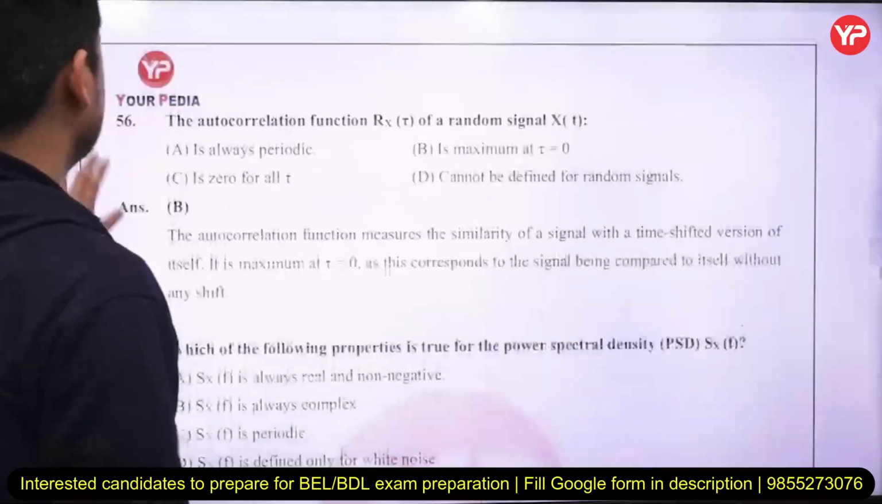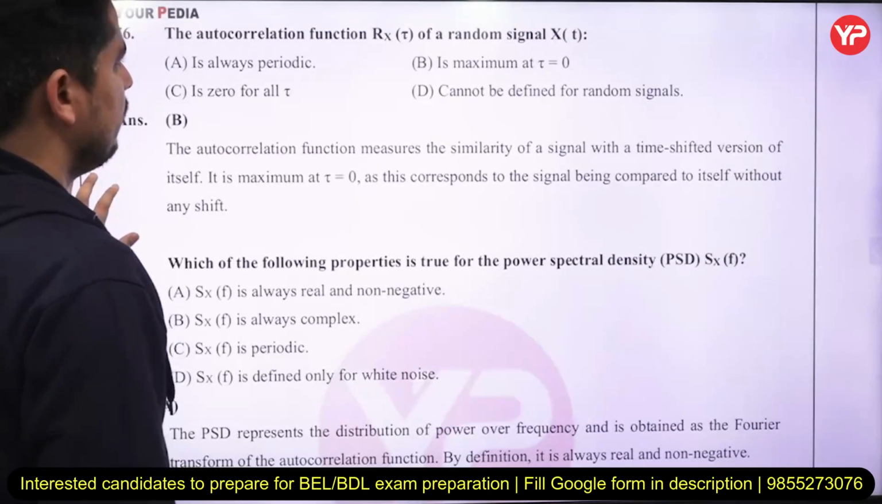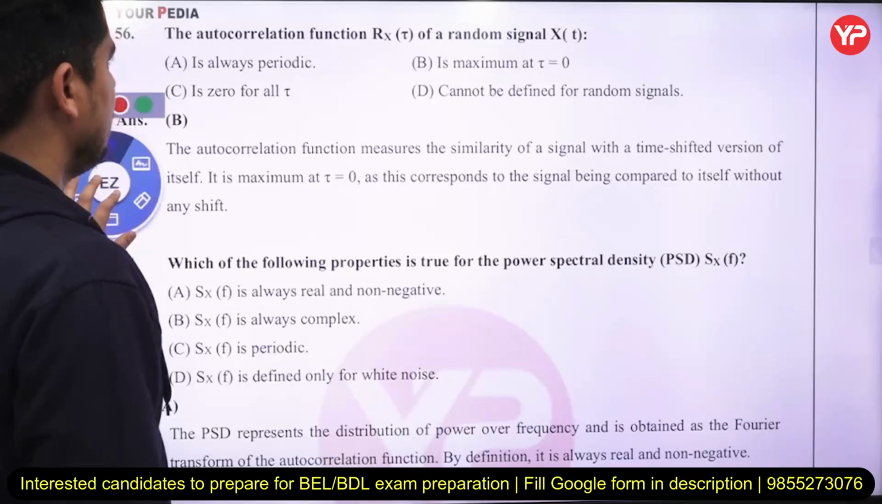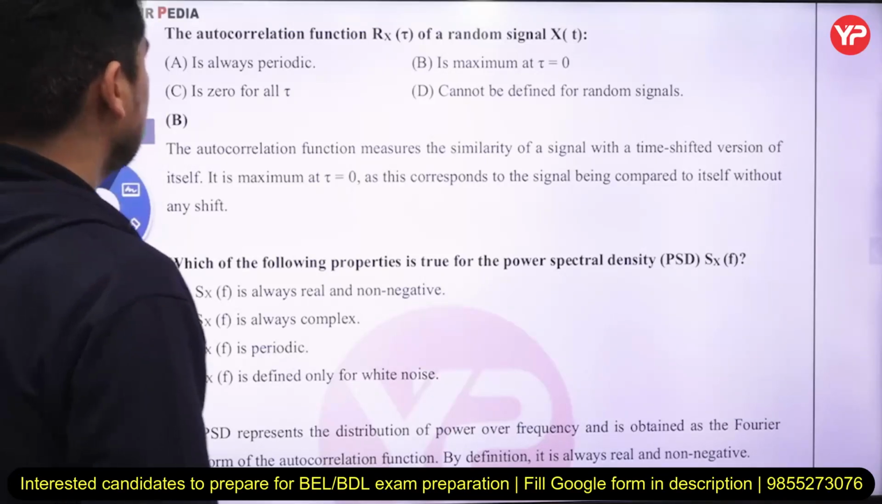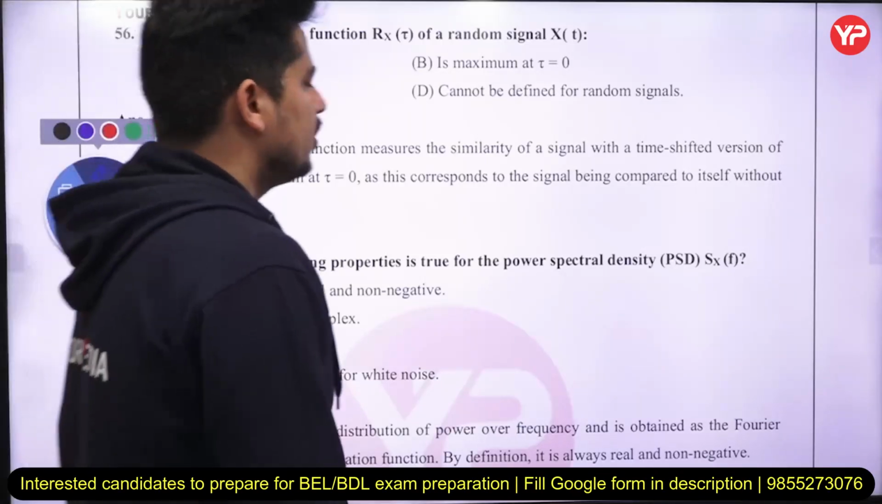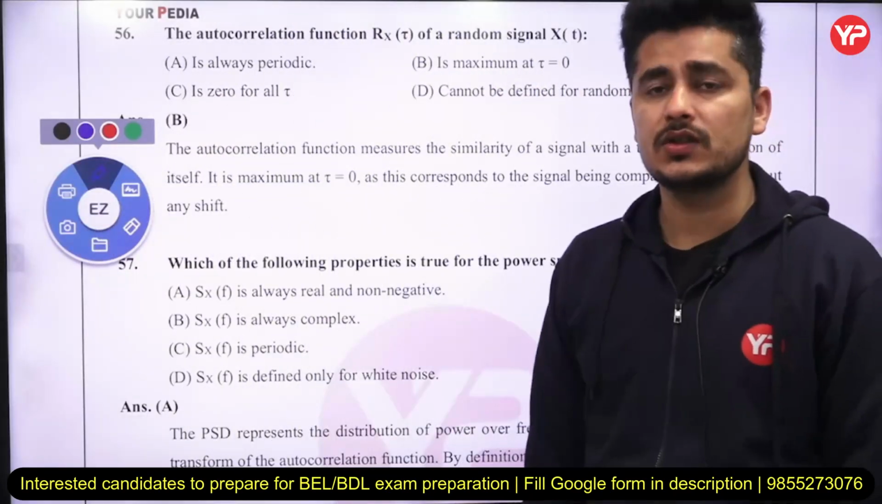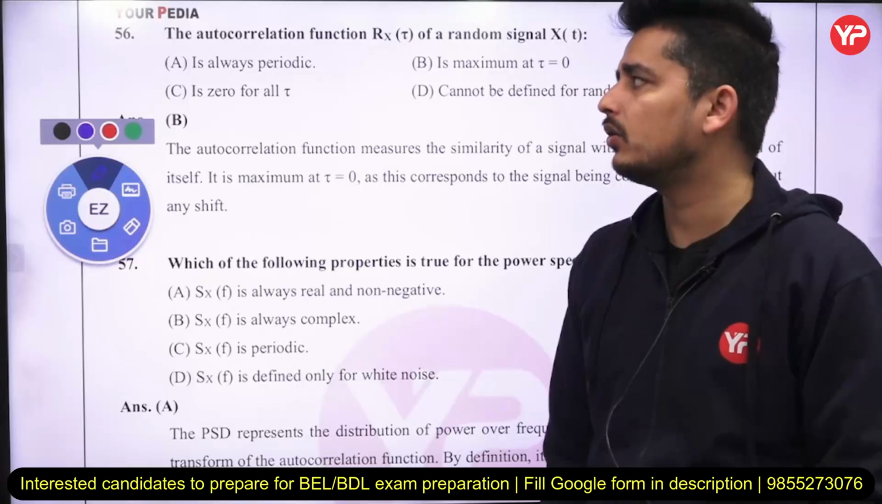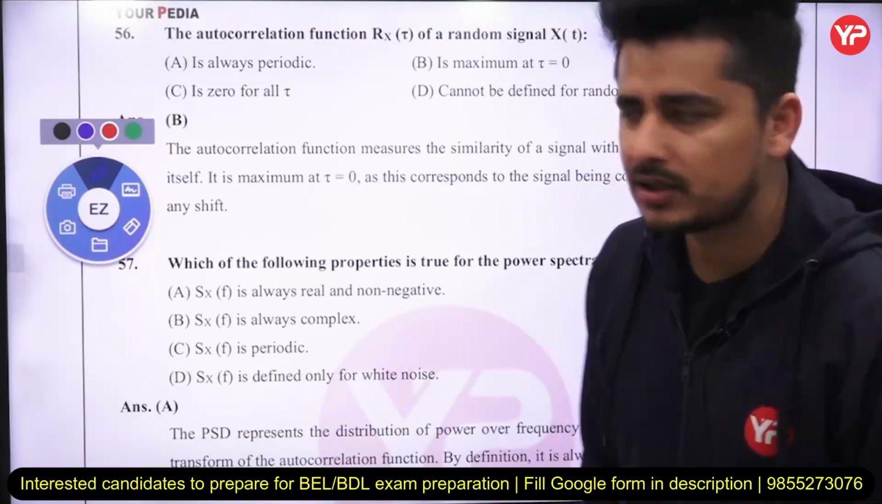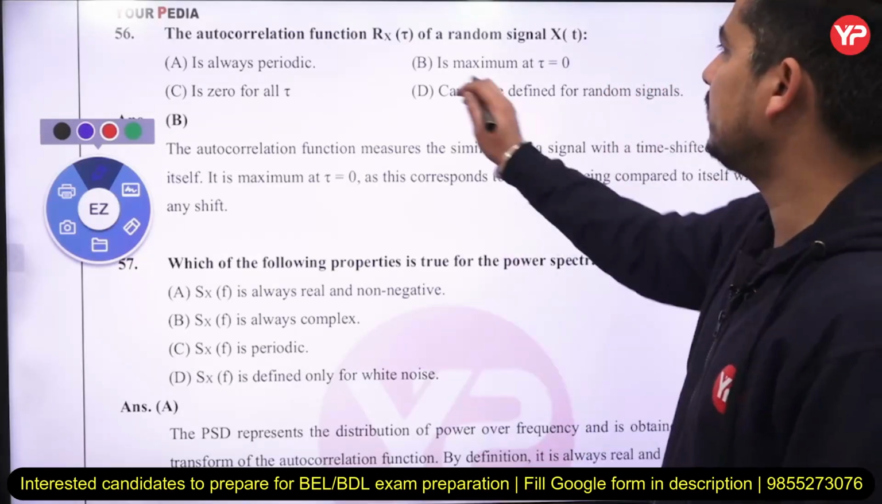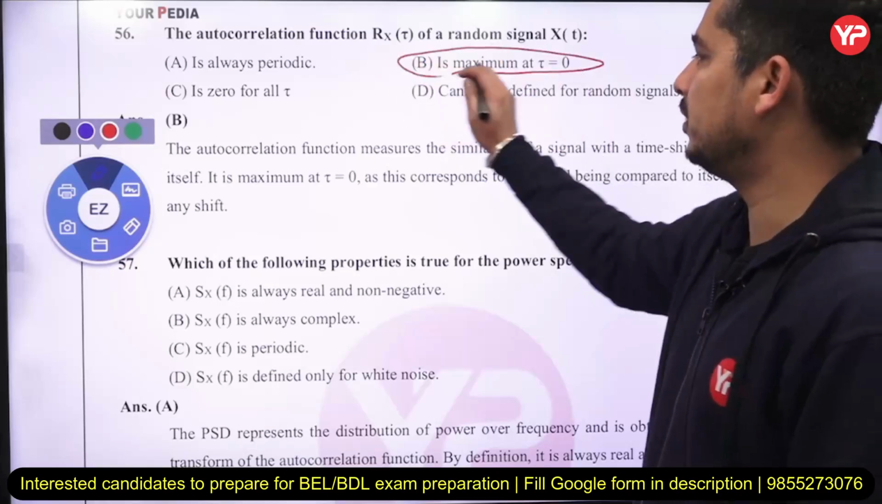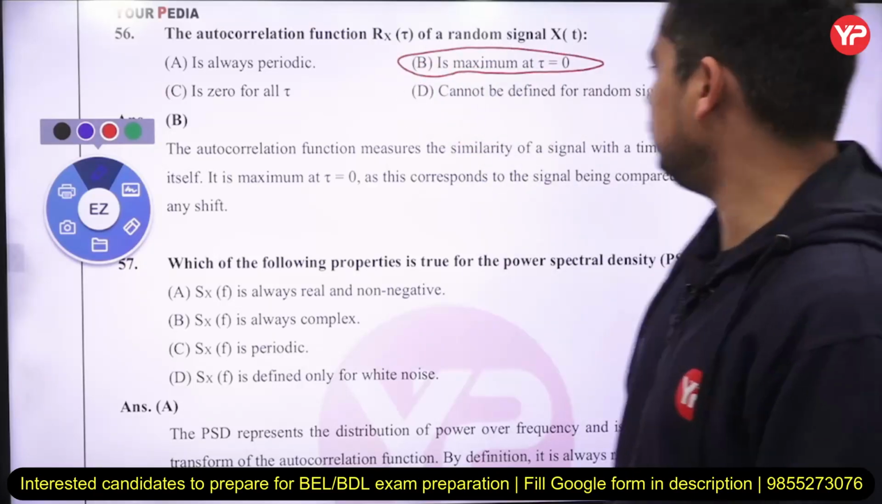Next, the autocorrelation function of a random variable x(t). Whenever I am talking about the autocorrelation function, there are several properties. Autocorrelation function is an even function, first thing. Second thing, the autocorrelation function is always maximum at tau equals 0. It has its maximum value at tau equals 0. Remember that.